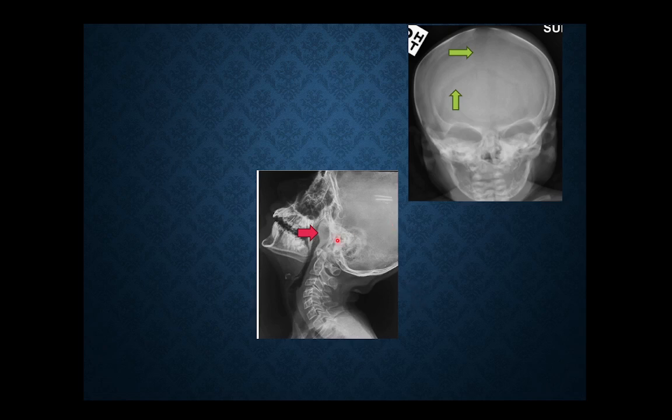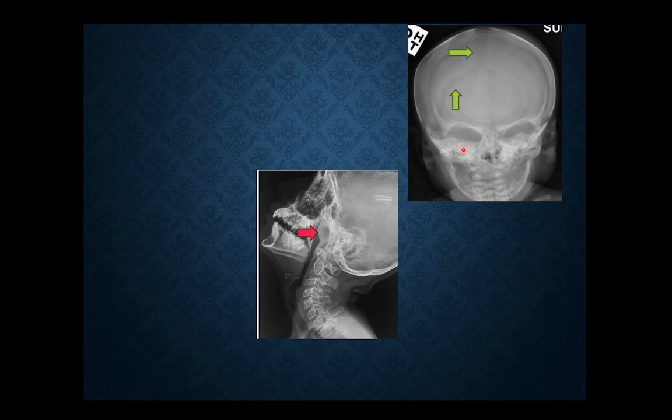Okay, this is the most simple. Lateral view of the neck showing the nasopharynx. This is a pediatric case with snoring and obstruction. So what is this structure? Adenoids. So this is enlarged adenoids causing narrowing of the nasopharynx.